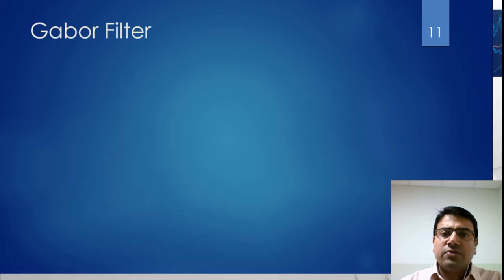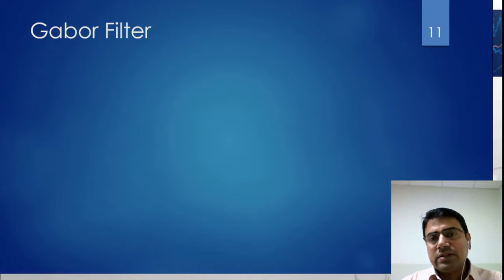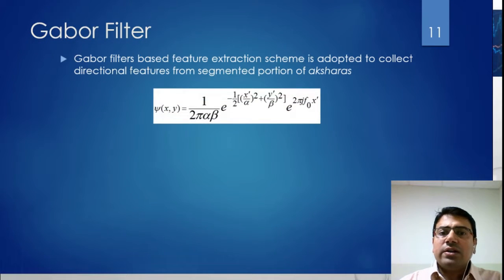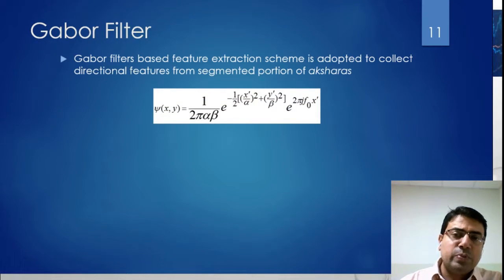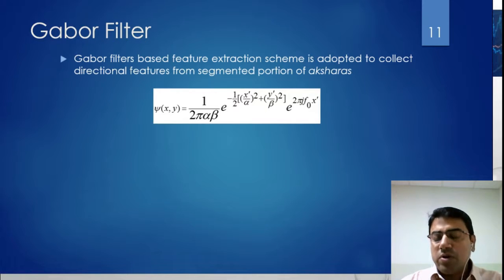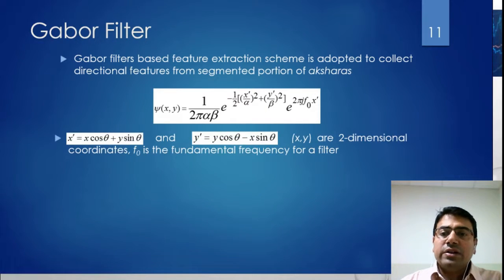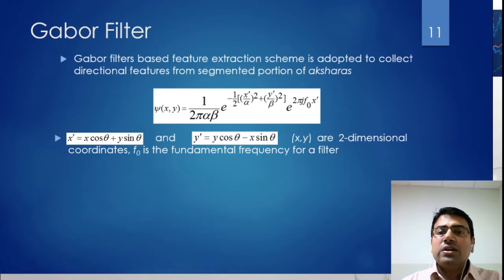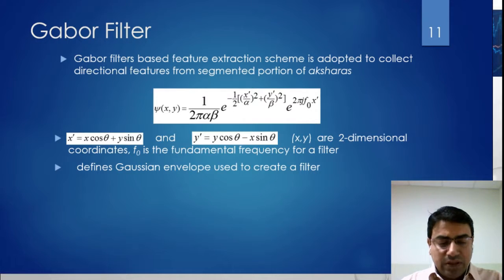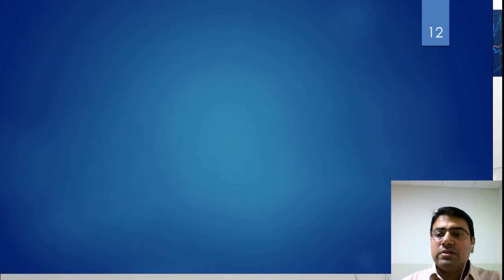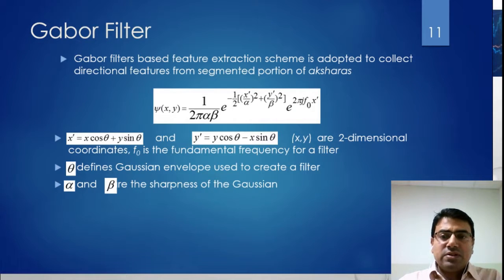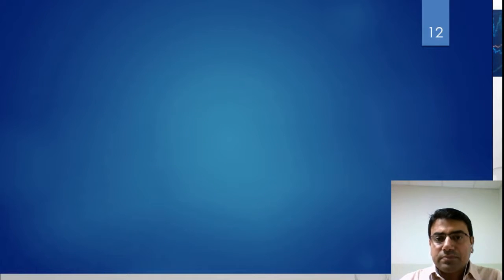There are Gabor filters which are used to perform this character level segmentation. So what are these Gabor filters? A Gabor filter is basically a sinusoidal wave modulated with a Gaussian. The various types of Gabor filter can be designed by changing the angle as well as the sharpness and the frequency. With the help of these parameters, we can generate a large number of Gabor filters.